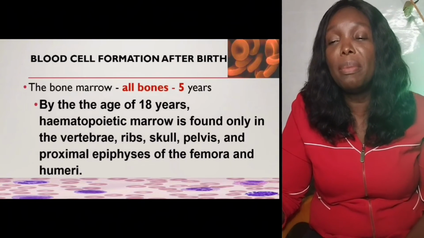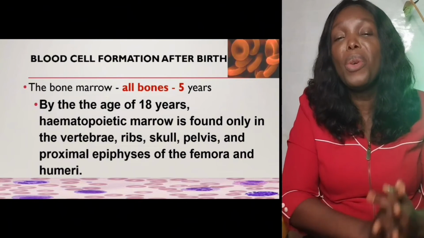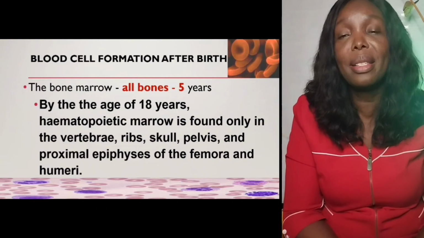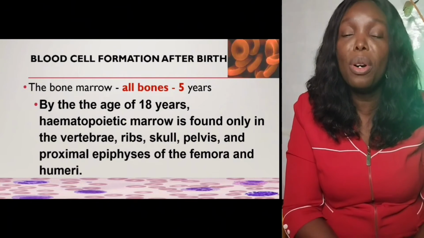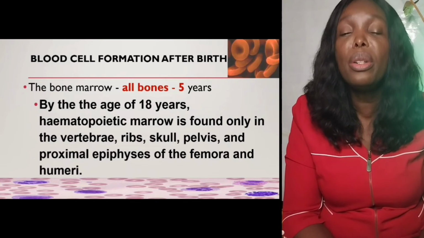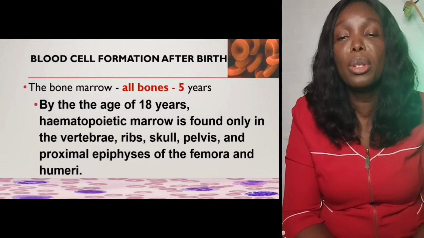Blood cell formation at birth. At the bone marrow, when a child is below 5 years, all the sites, all the bones in the system are involved in blood cell production. All the bones in the body are actually involved in blood cell production.